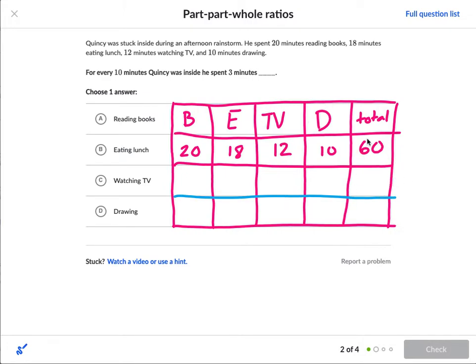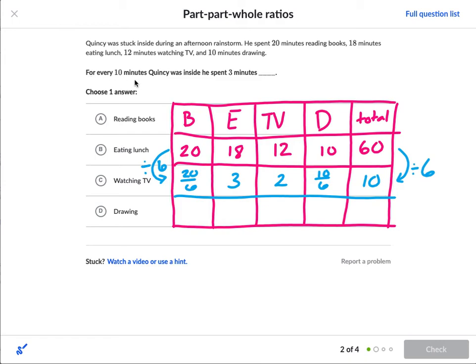I need to simplify this ratio. So if I have 60 total minutes and I'm looking for 10 total minutes, the relationship here is I've divided by 6. Right? So 60 divided by 6 is 10, so that means I'd have to divide everything in my table by 6. 20 divided by 6, well, for right now, let's say 20/6, right? 18 divided by 6 is 3. 12 divided by 6 is 2. 10 divided by 6, let's just say, is 10/6.